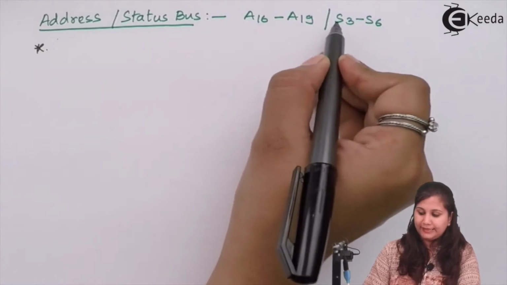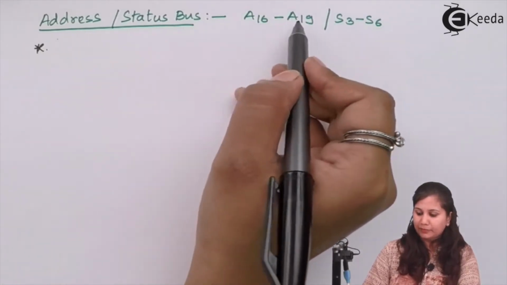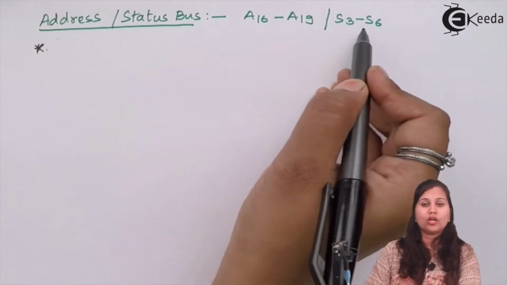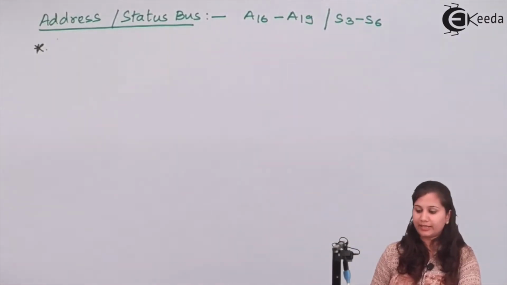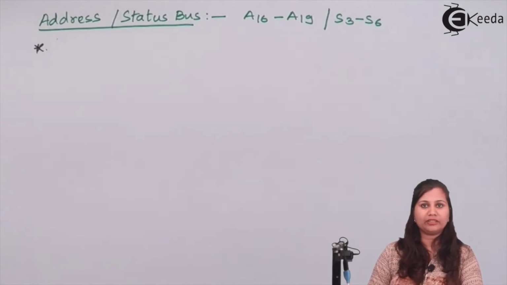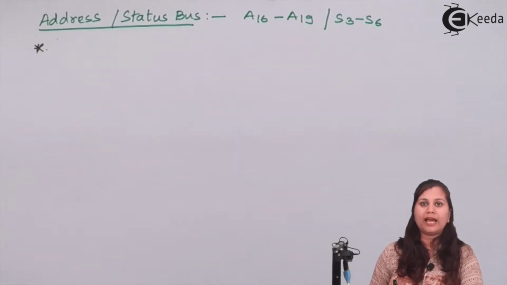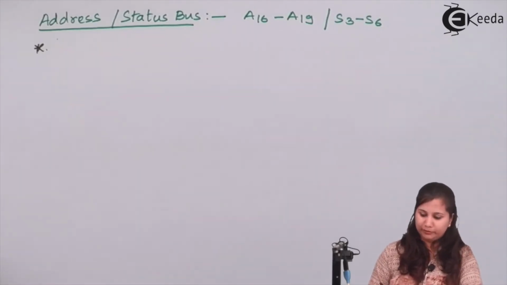So these pins can act both as the address bus and as the status bus. So how will it be differentiated, at what time address is available and at what time these pins are acting as the status signals? So during the first clock cycle, the address will be available, and after the first clock cycle, the status signals will be available.